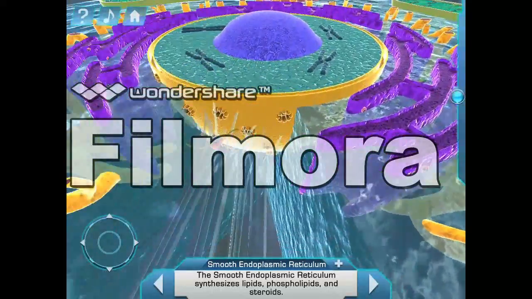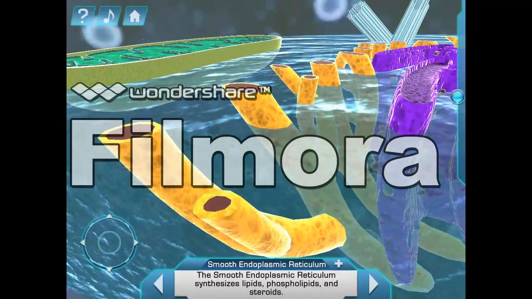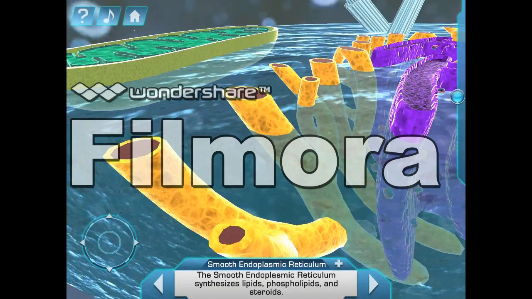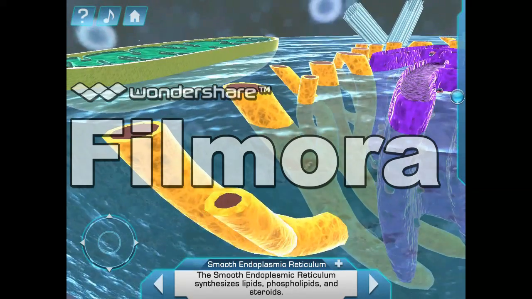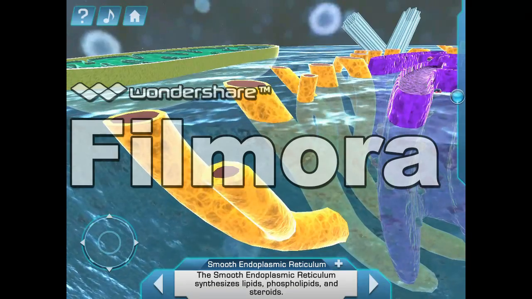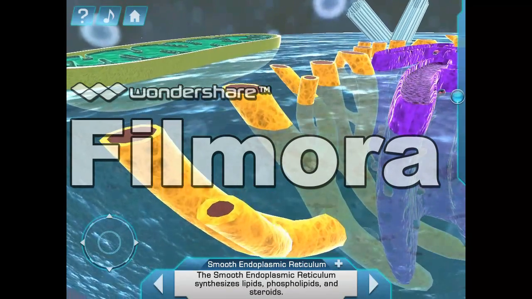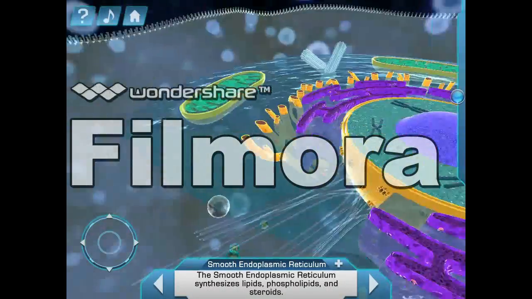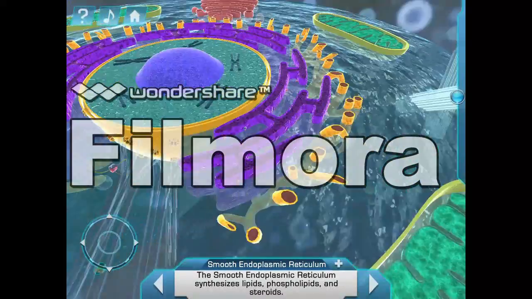Next, we're going to move over to the smooth endoplasmic reticulum. This endoplasmic reticulum is in charge of synthesizing other substances such as lipids, phospholipids, and steroids. And then once these items are synthesized, they are sent to the Golgi body, which I'm going to show you next. Zoom out here and, other way, up, up, there we go, up.